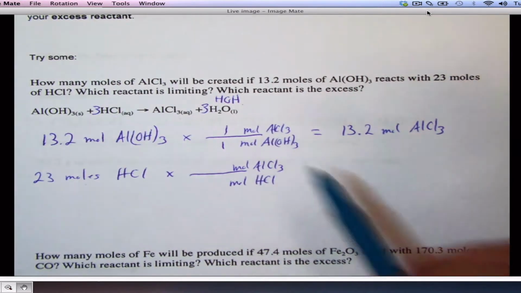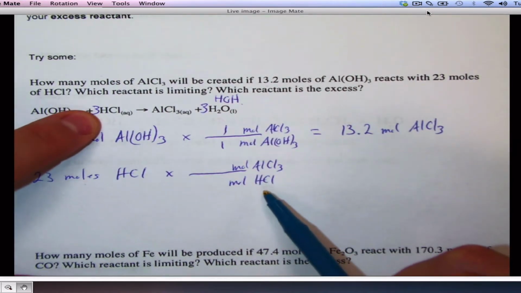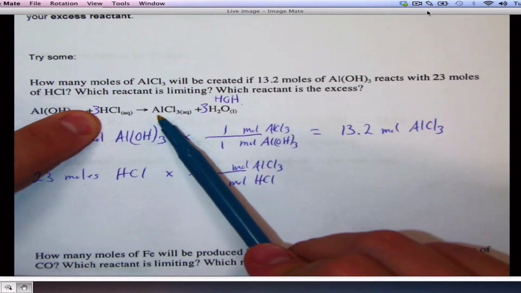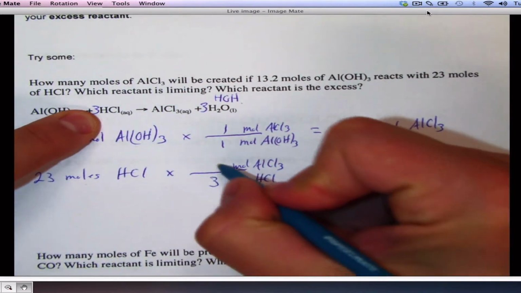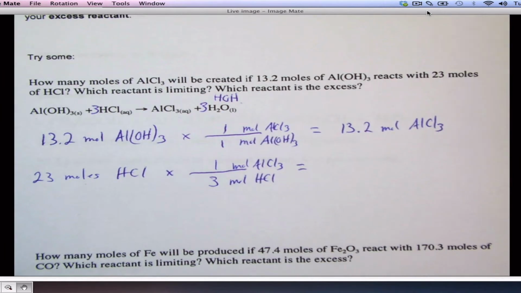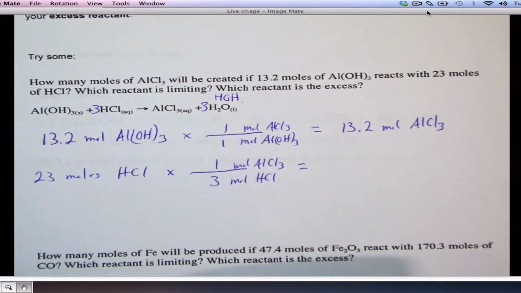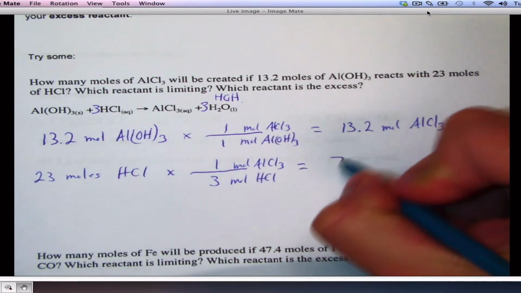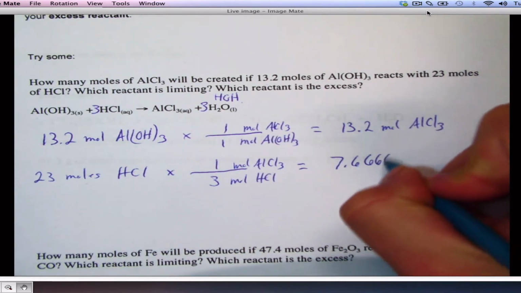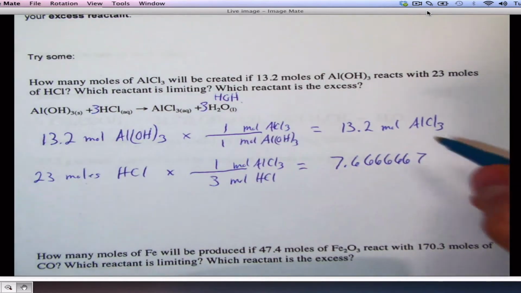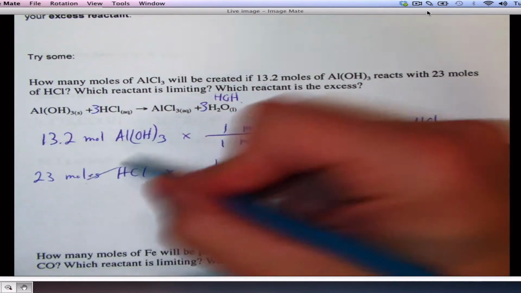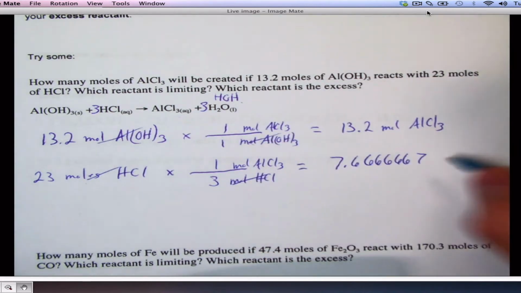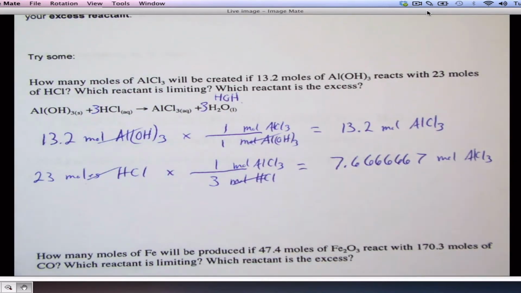We can do that. And then we got to do our mole-to-mole ratio from HCl to AlCl3, and it's a 3-to-1 ratio. The 3 goes with the HCl, and the 1 goes with the AlCl3. So now you go 23 divided by 3, and that'll give you 7.66666667, I think, something like that. And notice how our moles cancel out. And we have moles of AlCl3.